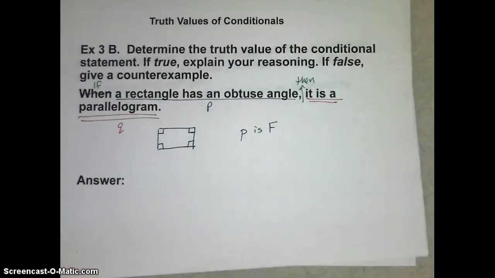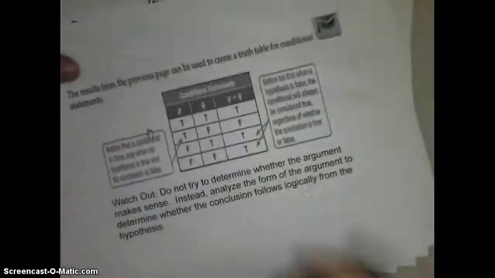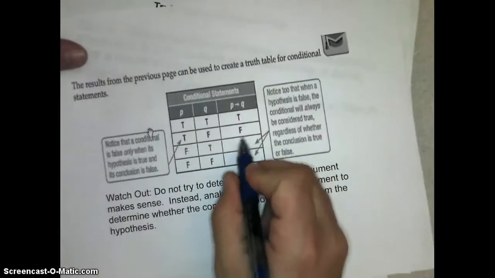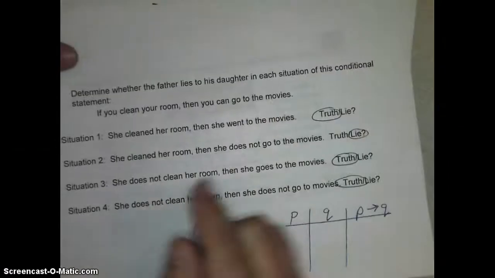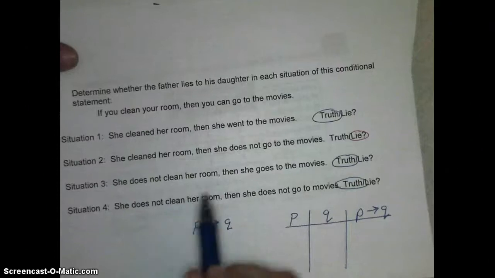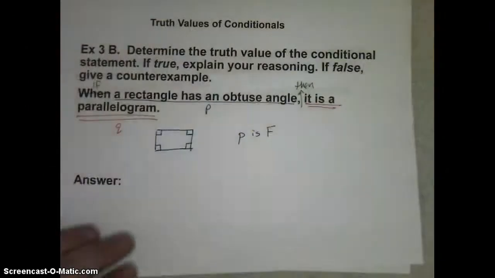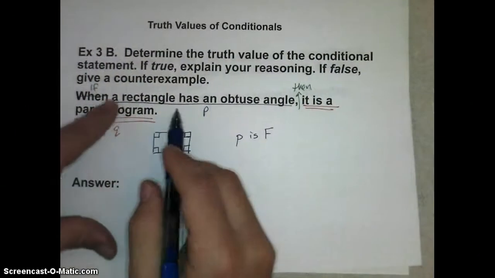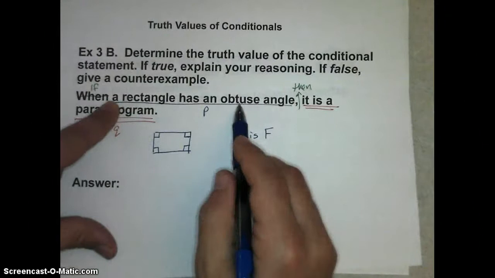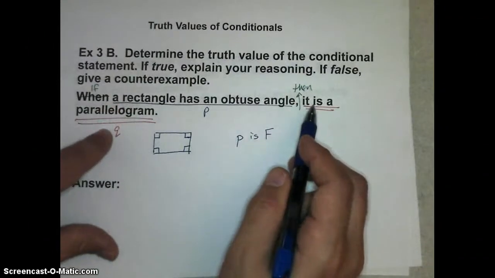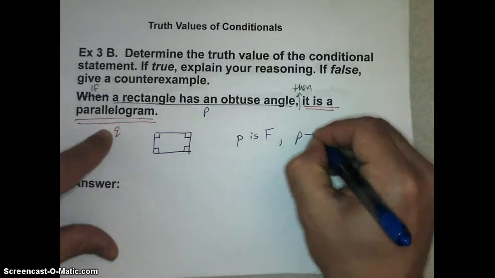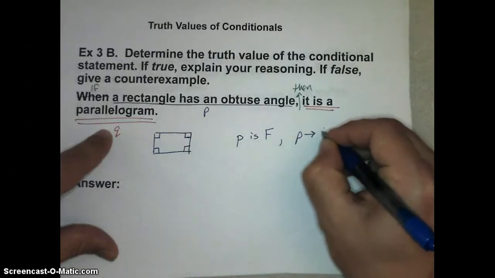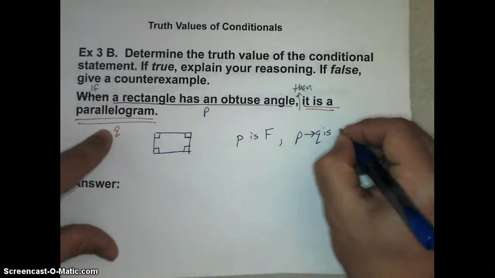Anytime our hypothesis is false, we must assume that the overall statement is true because, if you remember back to our example, we cannot prove that it is a lie because the hypothesis cannot be satisfied. We can't think of a situation where we have a rectangle with an obtuse angle, so there's no way to prove that it's not a parallelogram. Since our hypothesis is false, our conditional is true.